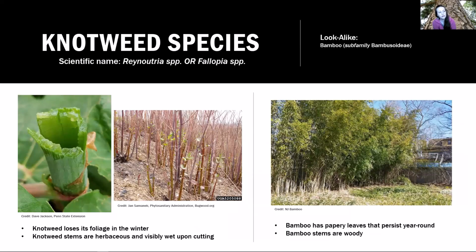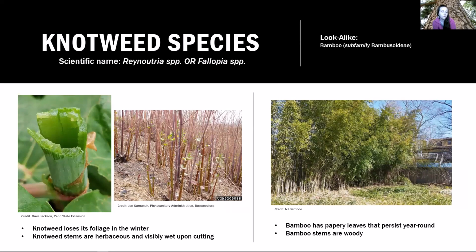So a common lookalike that sometimes people will confuse knotweed with is bamboo, but there are some ways that you can tell them apart pretty easily. In wintertime, knotweed will lose its foliage, and you can see that here in the photo, kind of in the middle area. Whereas bamboo, year-round, the papery leaves that it produces will persist all year.